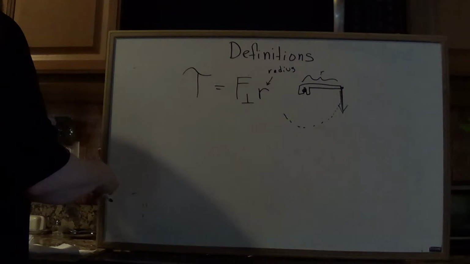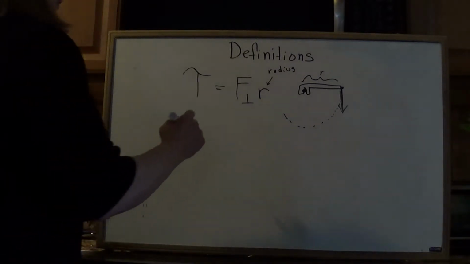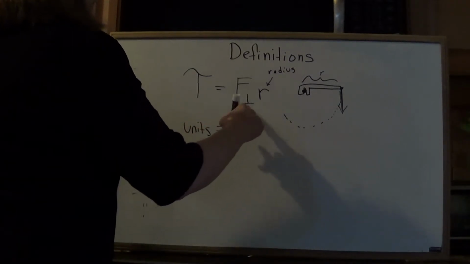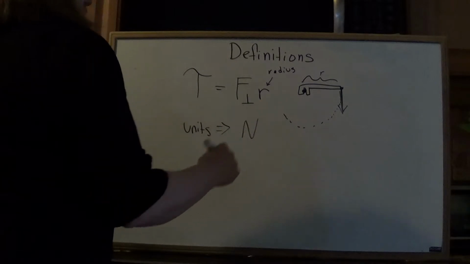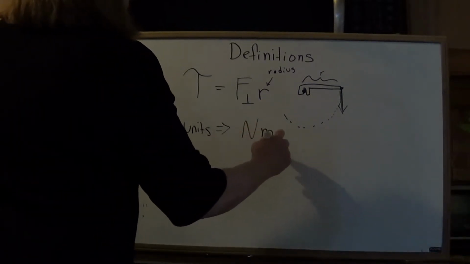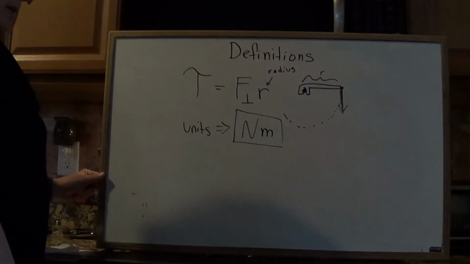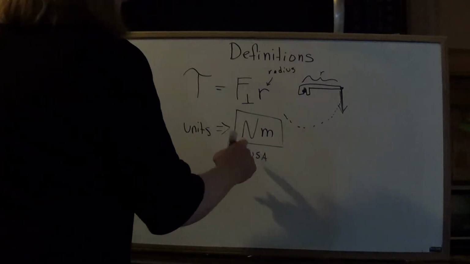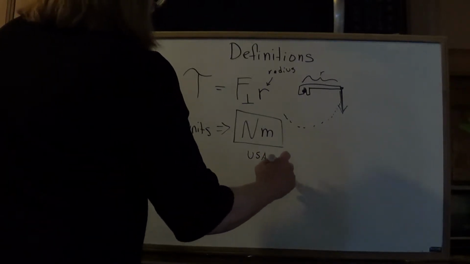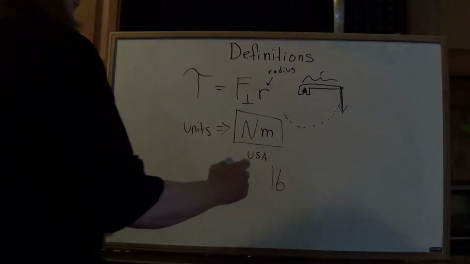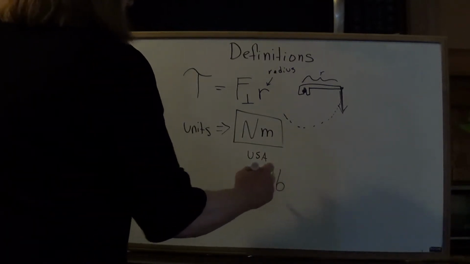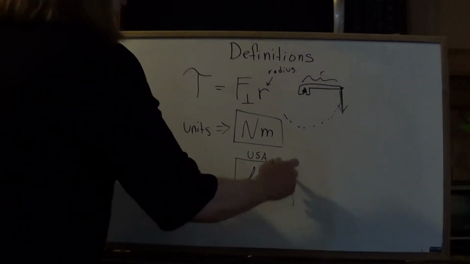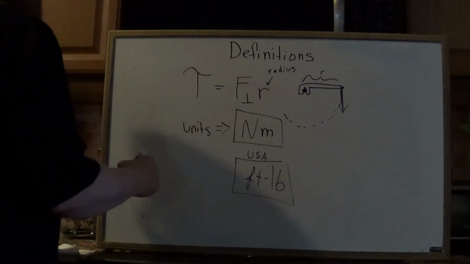What are the units for torque? We can tell the units for torque by looking at the equation. Force is in newtons, radius is a length, so it's meters. So there is the unit for torque, newton meters. And in America, we would call a newton a pound, and we would measure a meter in feet. So in the US, we often use the word foot-pounds, and you may have heard of that. Foot-pounds, that's lb, standing for pounds.